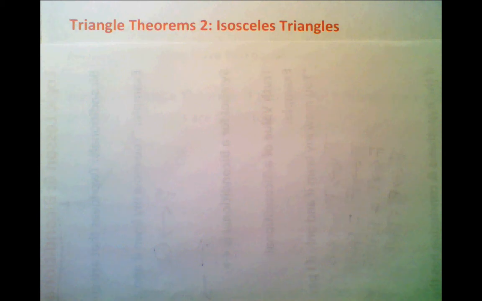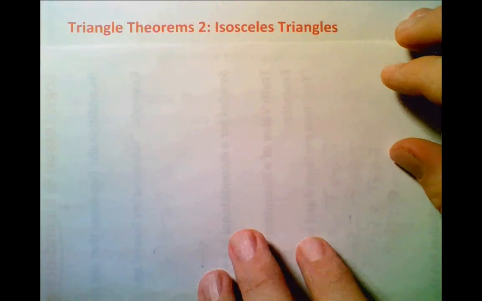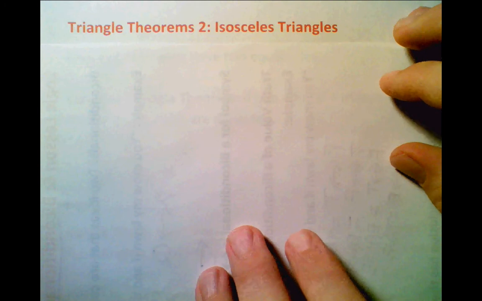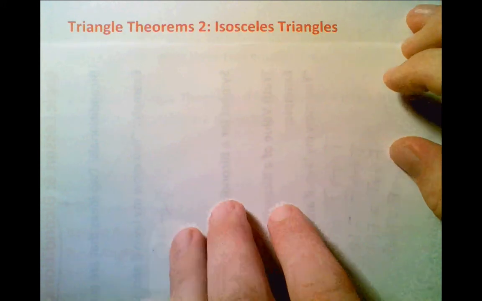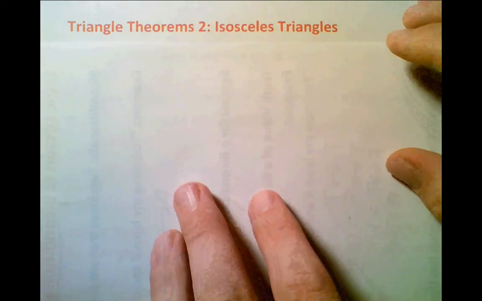Hi guys, welcome back. Today we're going to be talking about the second lesson in the triangle theorem unit, called isosceles triangles. Basically, we're going to first talk about exactly what an isosceles triangle is, and then we will use the theorems that we can develop now that we have an isosceles triangle.